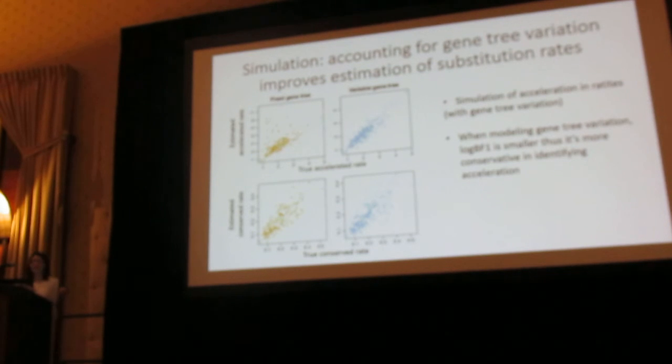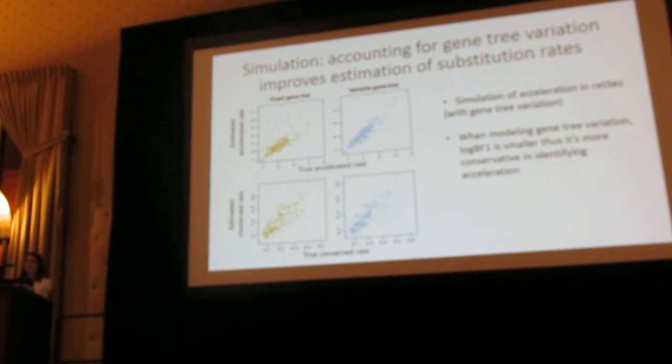And then we compare these two models to see how well they can estimate the substitution rate. It's not surprising that the model with variable tree can better estimate the substitution rate than the model with fixed tree. The top figures show the estimated accelerated rate with respect to the true accelerated rate, and the bottom two figures show the estimated conserved rate with respect to the true conserved rate. Especially for estimating accelerated rate, the model with variable tree is better.